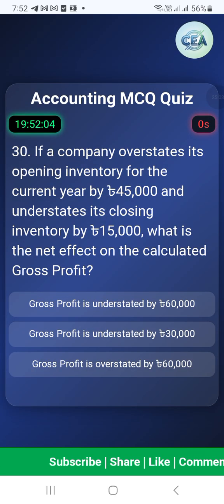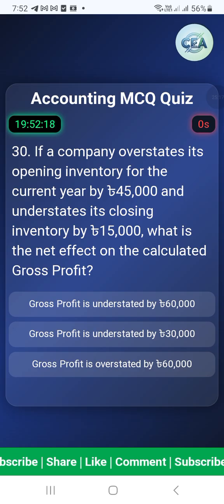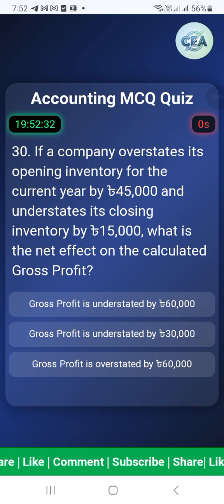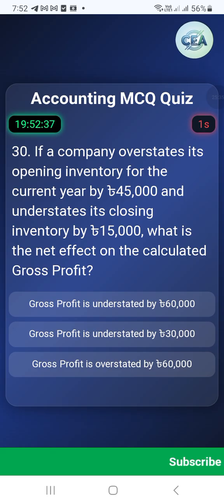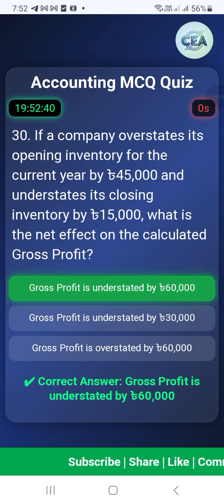30. If a company overstates its opening inventory for the current year by 45,000 takas and understates its closing inventory by 15,000 takas, what is the net effect on the calculated gross profit? Option 1. Gross profit is understated by 60,000 takas. Option 2. Gross profit is understated by 30,000 takas. Option 3. Gross profit is overstated by 60,000 takas. Correct answer is gross profit is understated by 60,000 takas.